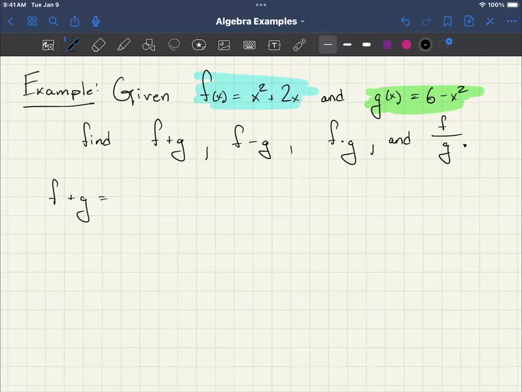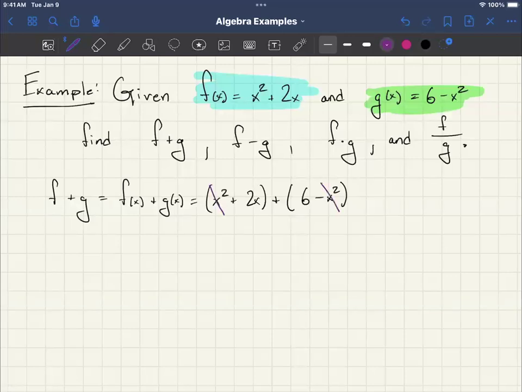Now, notice that sometimes we write f plus g instead of putting f of x plus g of x. This means the same exact thing. It's just a shorthand. So we are looking at x squared plus 2x plus, and I'm going to put these all in parentheses, and then we can sort it out. 6 minus x squared. You'll notice as we go through here, we've got a plus x squared and a minus x squared, so those two are going to cancel each other out, and we end up with 2x plus 6 as our final solution there.